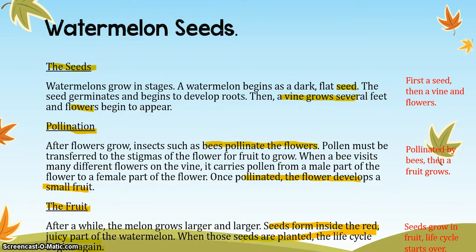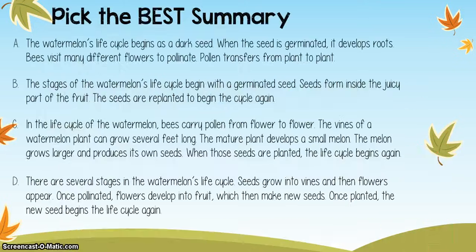When I add those main ideas up, it shows that throughout the whole text, we're looking at the life cycle of a watermelon plant. So I want to make sure that my summary doesn't leave out any important part of that cycle. Now let's look at our options for summaries. I'm going to read each summary and I'll decide whether or not it's good or bad.